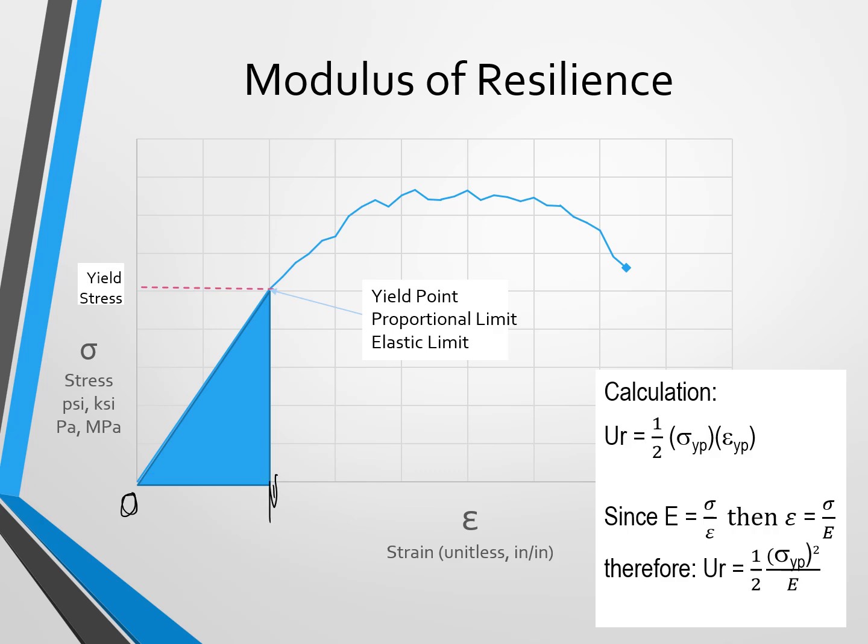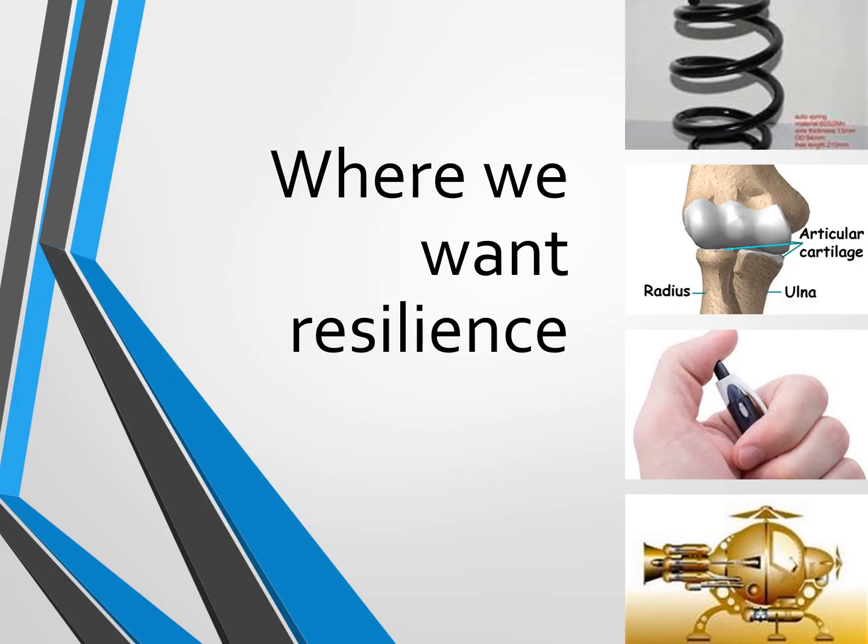So if we're designing within the yield stress, most of the time, we don't want anything to change in shape. This is where we would want resilience, lots of stored energy in a modest amount of material. Someplace like a knee joint where you're jumping or running or walking, or maybe clicking on a pen, or a spring that needs to absorb bumps as you're landing. That is a place where we would want high resilience.